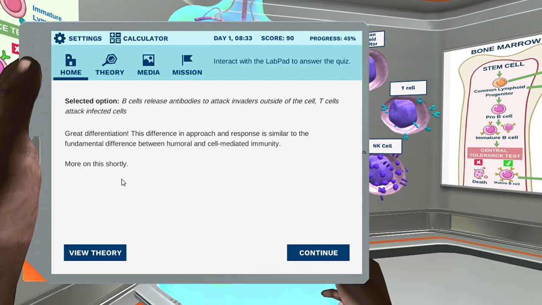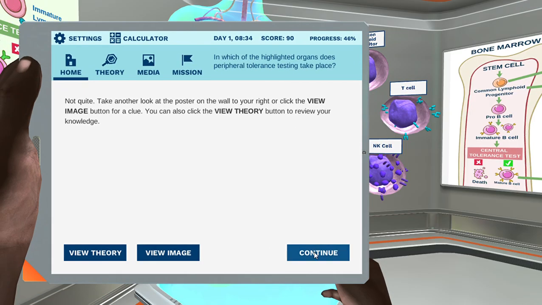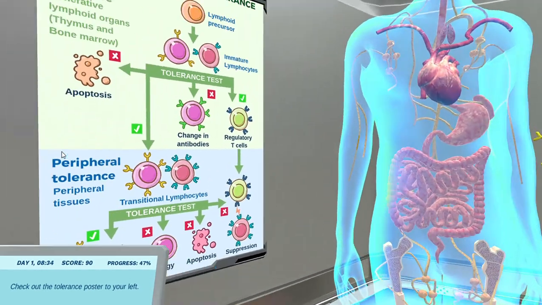Great differentiation. This difference in approach and response is similar to the fundamental difference between humoral and cell-mediated immunity. More on this shortly. In which of the highlighted organs does peripheral tolerance testing take place? Not quite. Right on. Tolerance testing is a vital part of immune cell development. Check out the tolerance poster to your left.